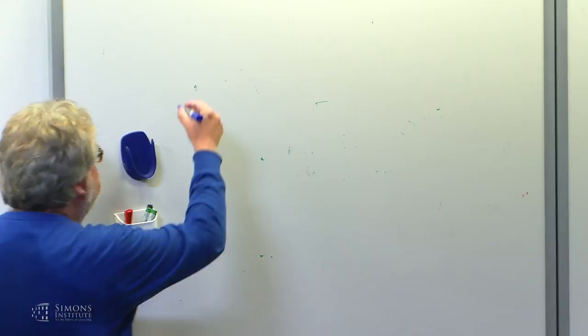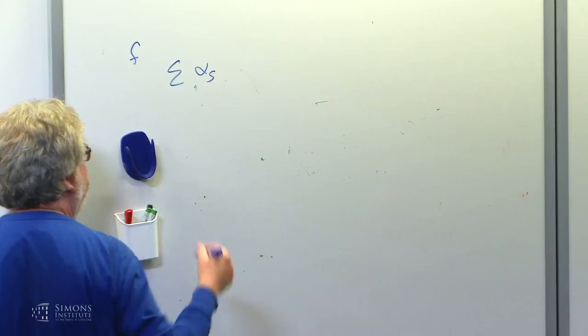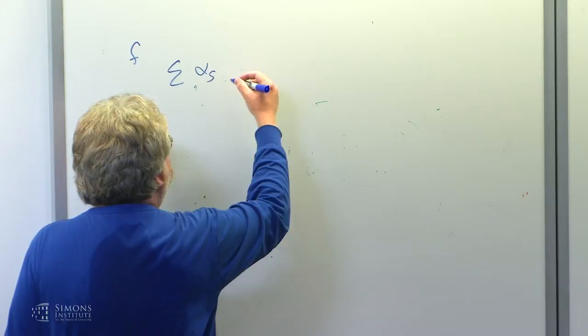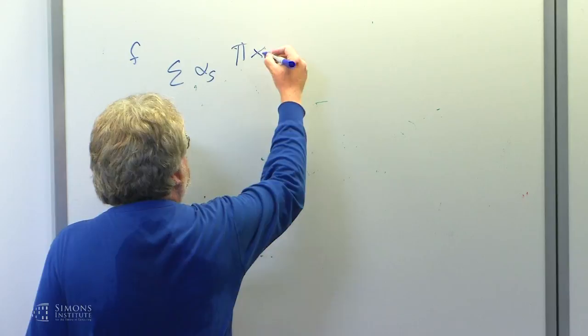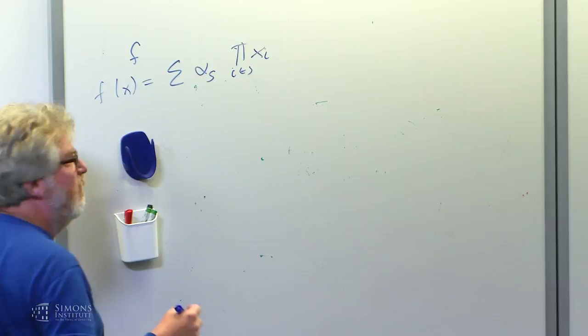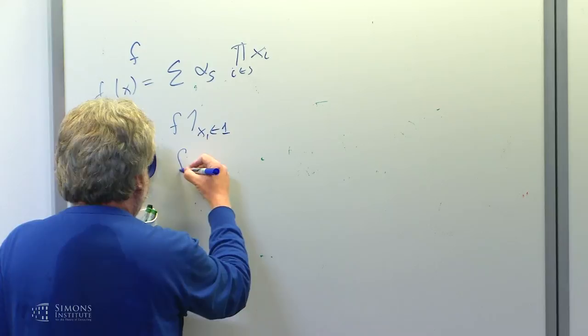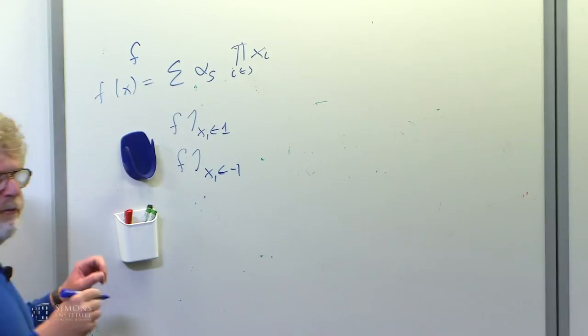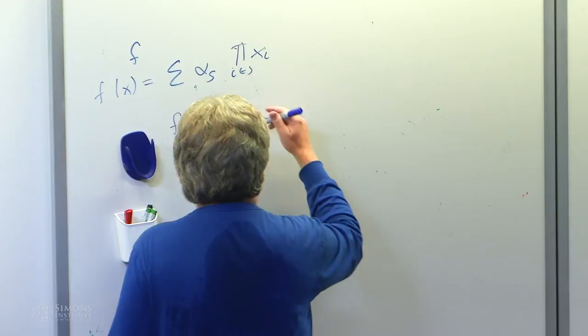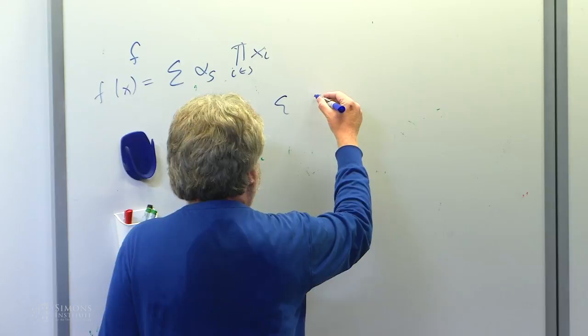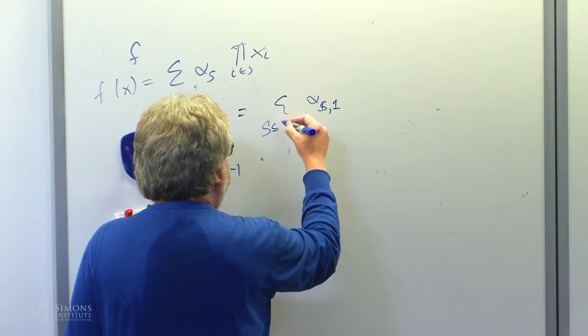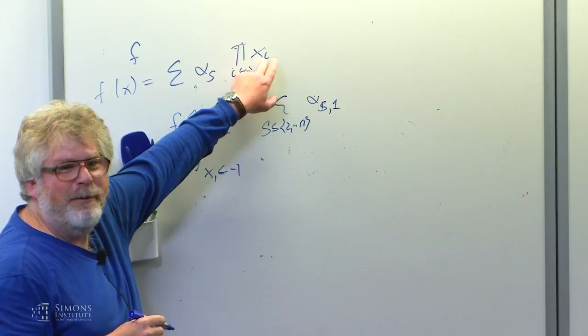So we have the original function, F of X, which is the sum of these alpha Fourier coefficients times these products. So let's look at what happens when the first variable gets 1 and the first variable gets minus 1. Well, just plug that into this formula, and this is going to be the sum over S, subset of 2 through N. So we're combining the terms that have S as the subset for the other variables, and either have an X1 in them or not.